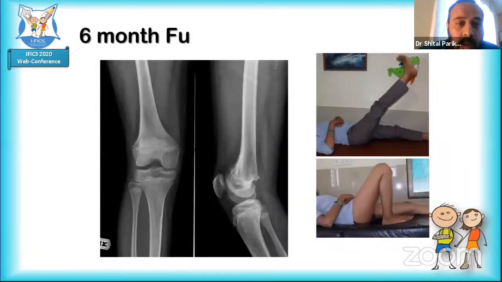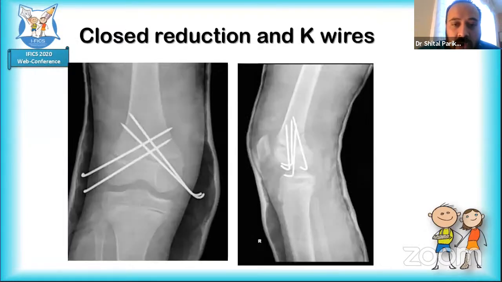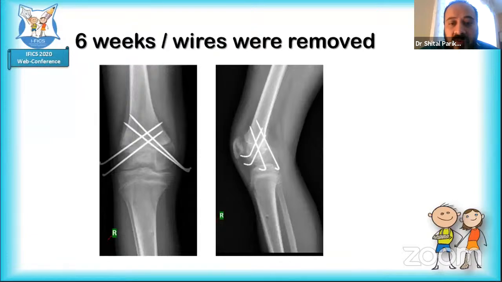I agree. So we'll move on to our next case, which is a Salter 2 fracture of the distal femur. This fracture was reduced and fixed with K wires. You can use two crossed K wires. Here, four wires were used. And the fracture went on to heal fine here.